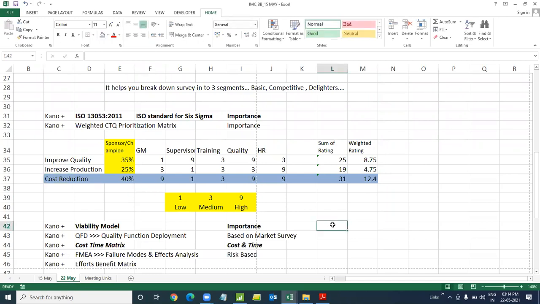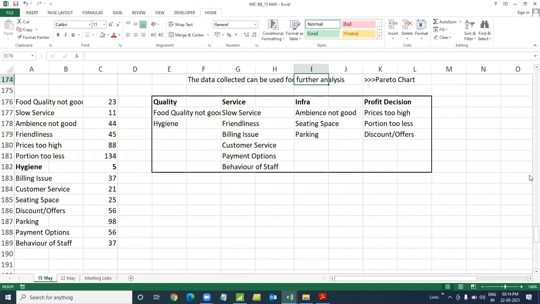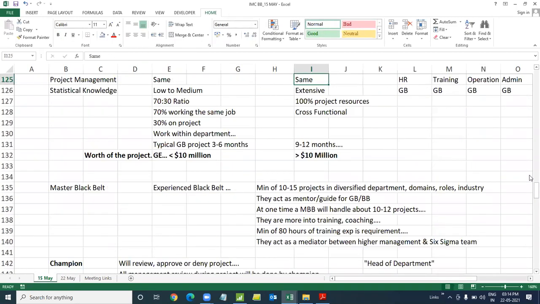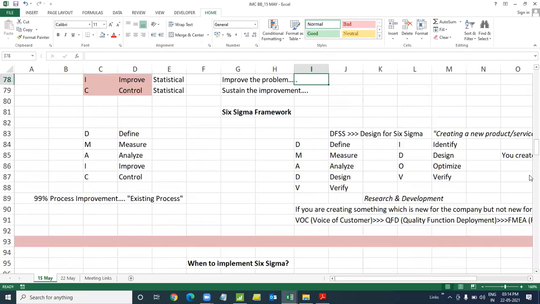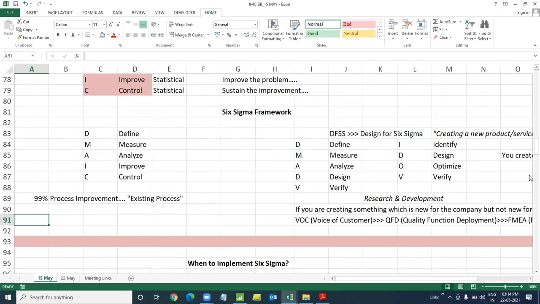Now I'm going to park it for now. Parking this for DMADV. So we will be working on the design of experiment part. Before design of experiment, we will be discussing this because that's how it works. So quickly going back to this so that we can recall: voice of customer, quality function deployment, followed by FMEA, followed by design of experiment. So we'll cover it when we complete the DMAIC. We'll be talking about the framework of DMAIC. That's when it will be.